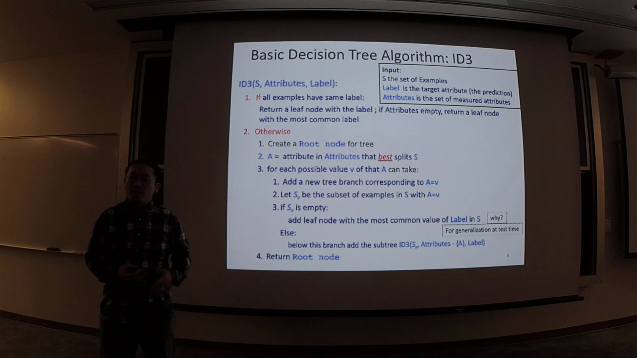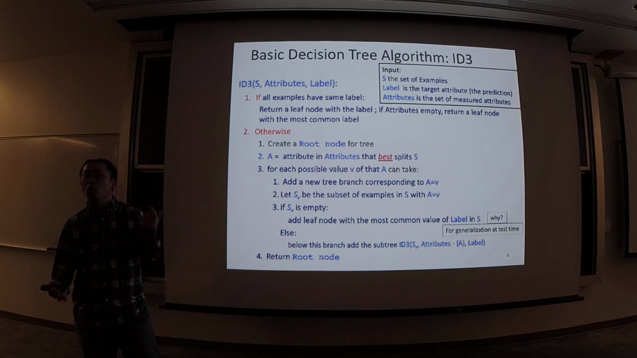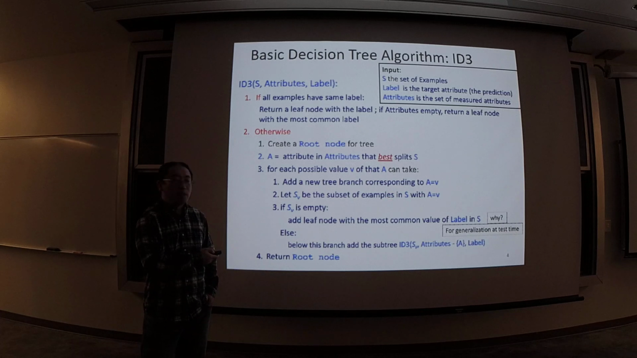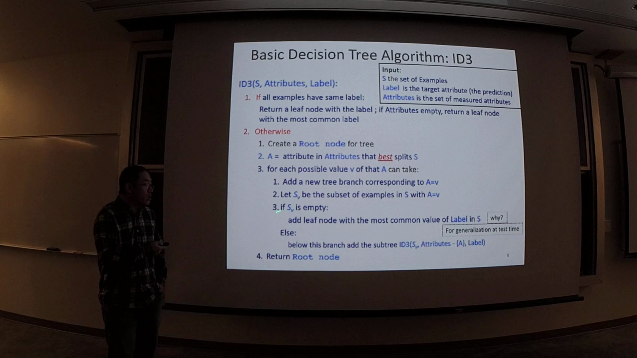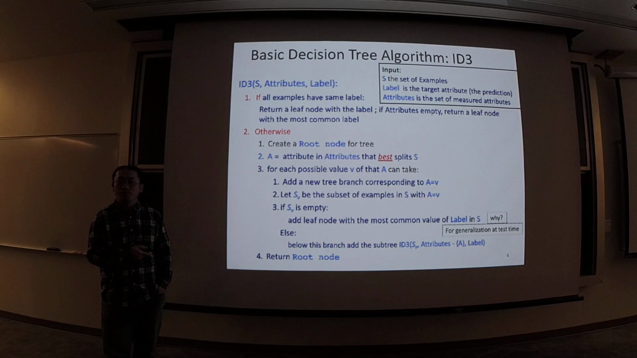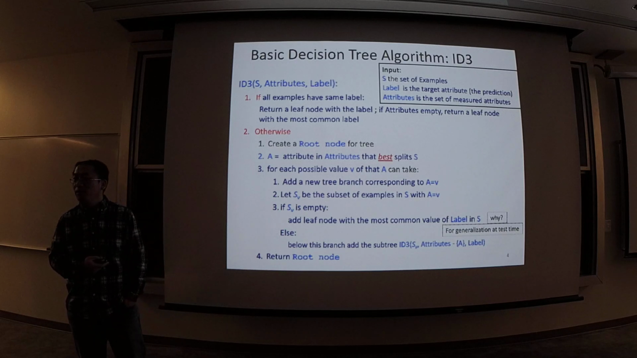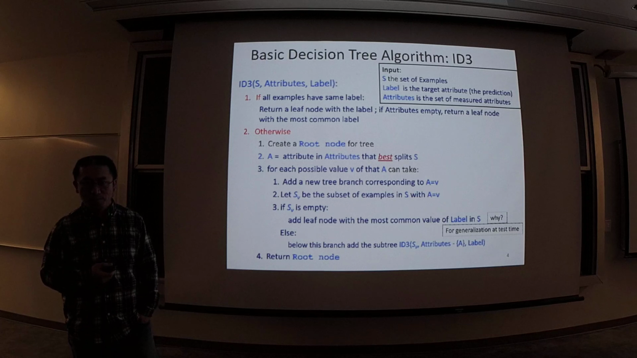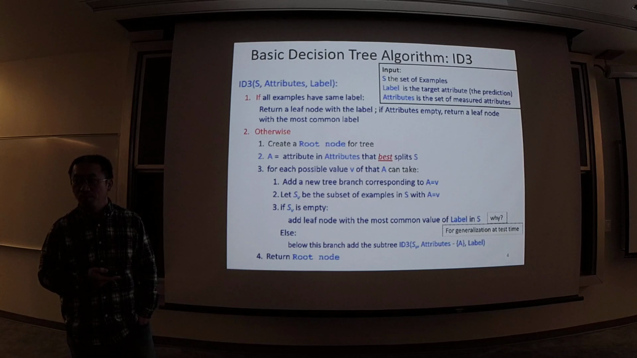If SV is empty, that means that for the current set of examples, no example has feature A taking this specific value. In that case, we still need to add a leaf node. If we do not add a leaf node, what is the consequence? There will be cases where you have input data that your algorithm doesn't output anything for. Yes, the triangle example that we mentioned several times.